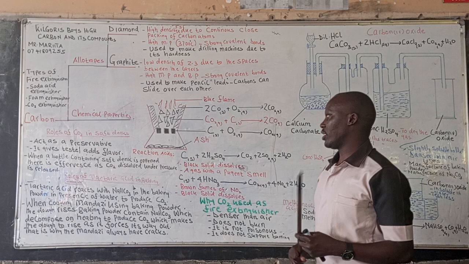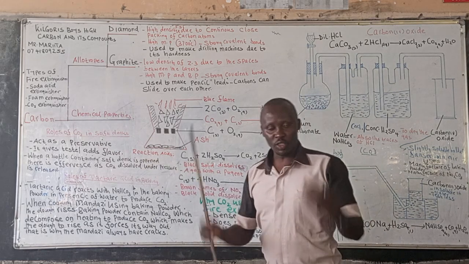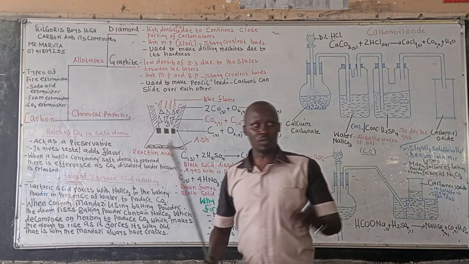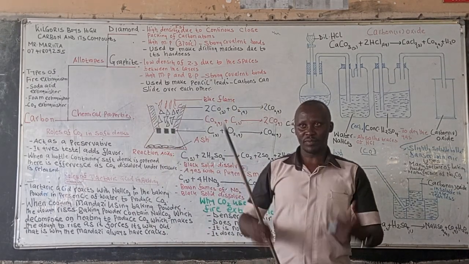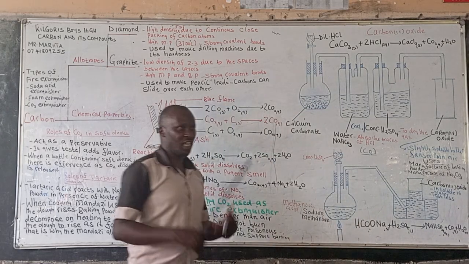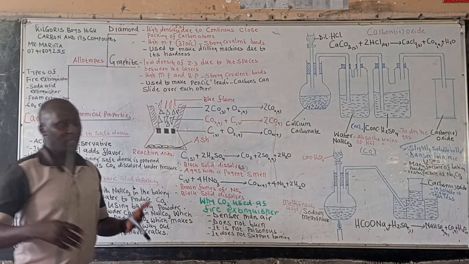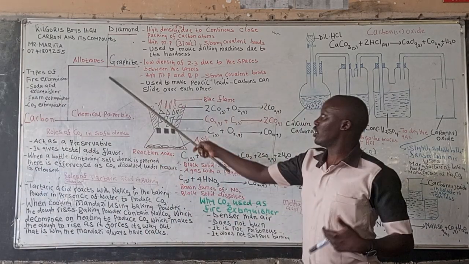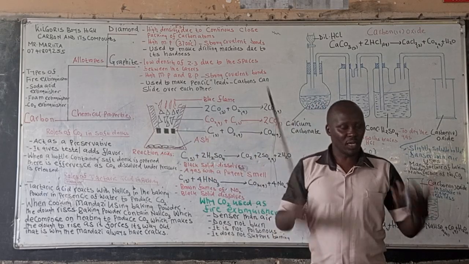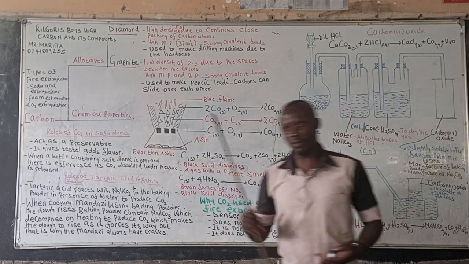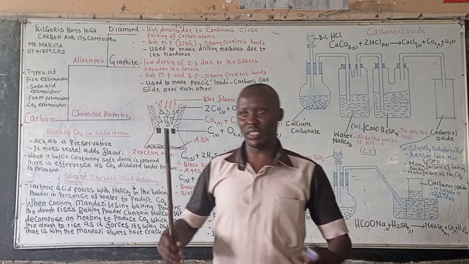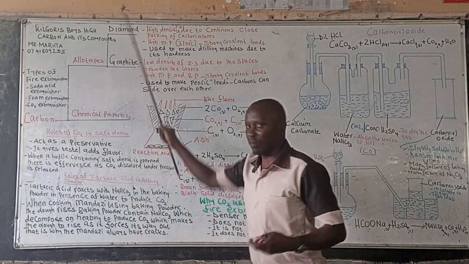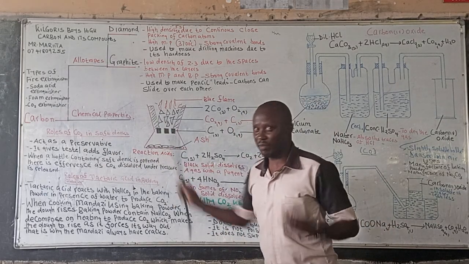In carbon and some of its compounds, we must first of all understand the allotropes of carbon. We have the two major allotropes of carbon, that is diamond and graphite. We have other forms of carbon like charcoal and lamp black, and so many others. So let us look at the main allotropes of carbon, diamond and graphite. You can have carbon in diamond form, or you can have carbon in graphite form.